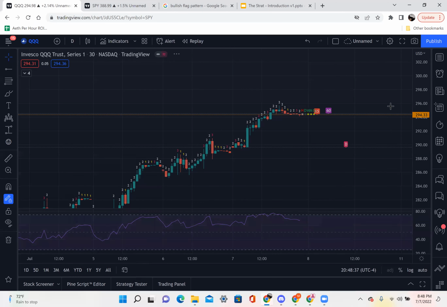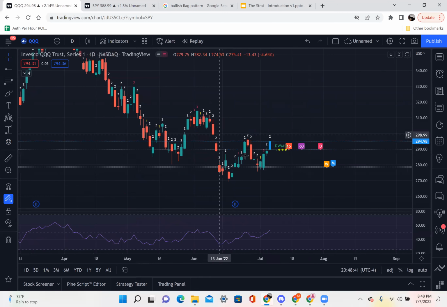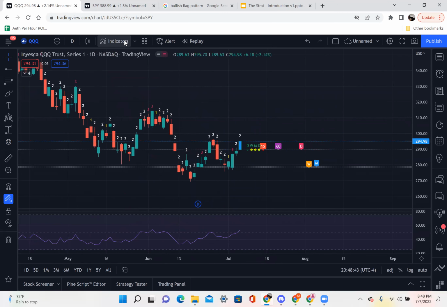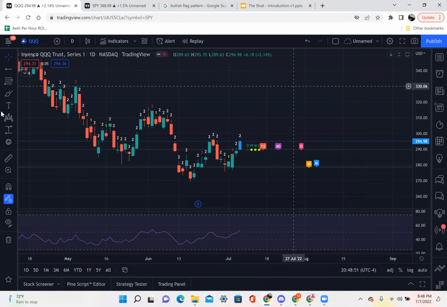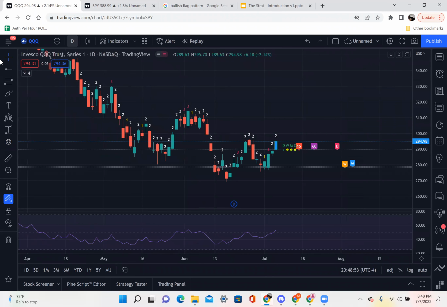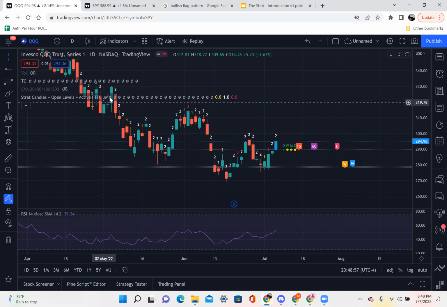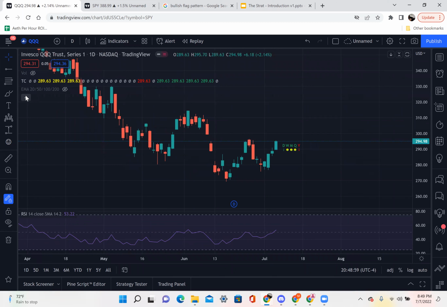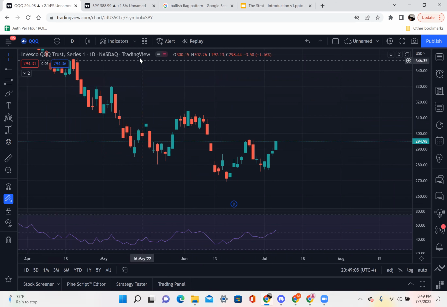And let me just put this on a daily. Oh man, I want to talk about the market, but we're talking about the Strat though. Boom. So how do you put the Strat on your TradingView, right? Let me go ahead and delete it off of mine because I already have it on there. Let me delete TC so I can show you how to put that on there too.